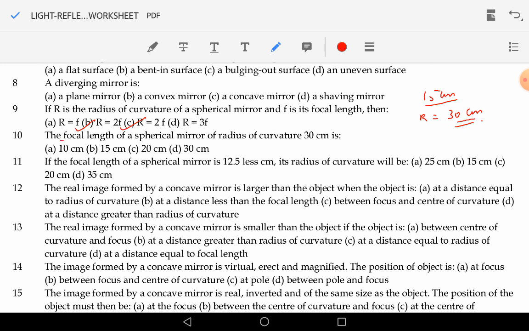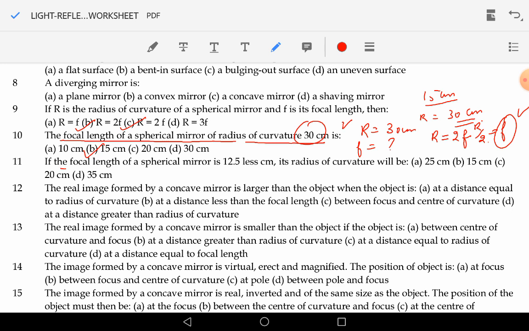10th: the focal length of a spherical mirror of radius of curvature 30 centimeter is. Now they are telling us that the radius of curvature is 30 centimeter. What is the focal length of it? If you have listened to me properly, then you know that radius is twice the focal length, and focal length will be nothing but half of the radius. So what is half of the radius? It will come out to be 15. Option B is the correct one.